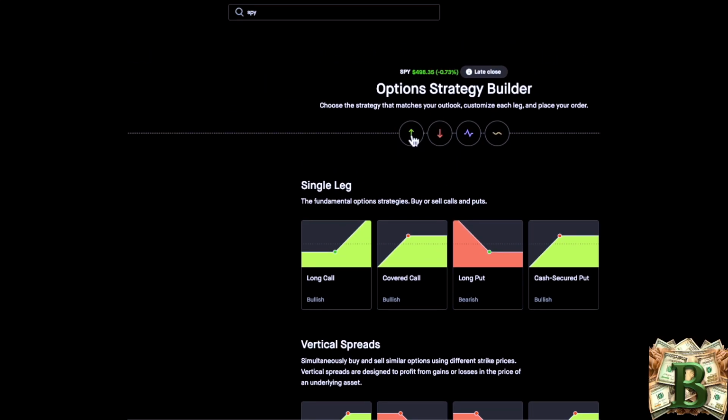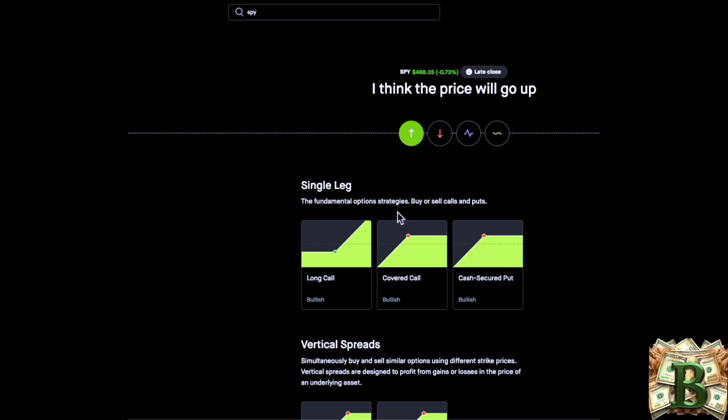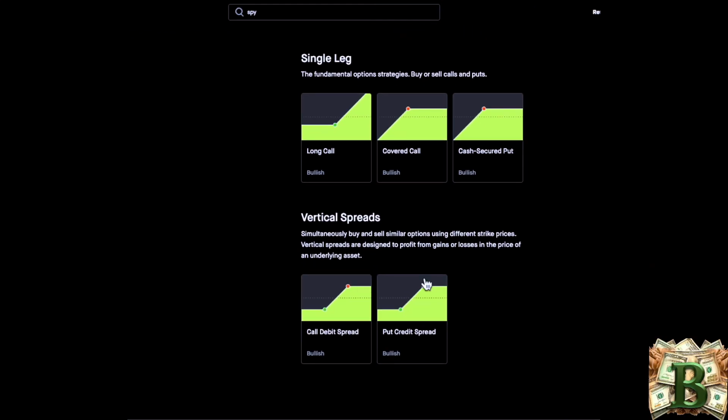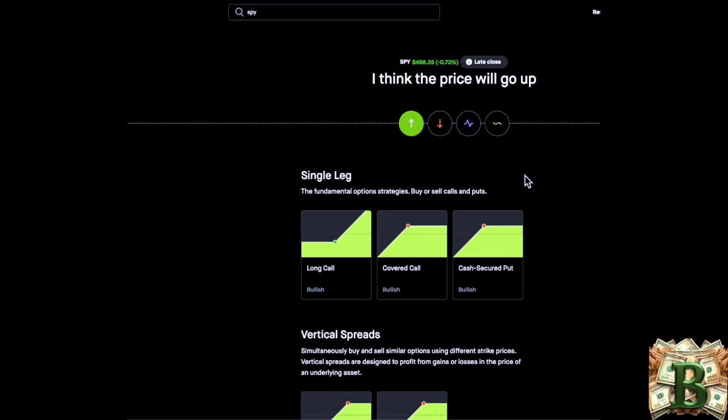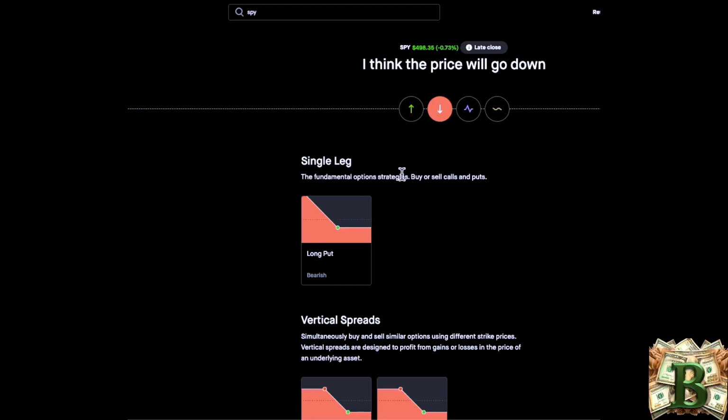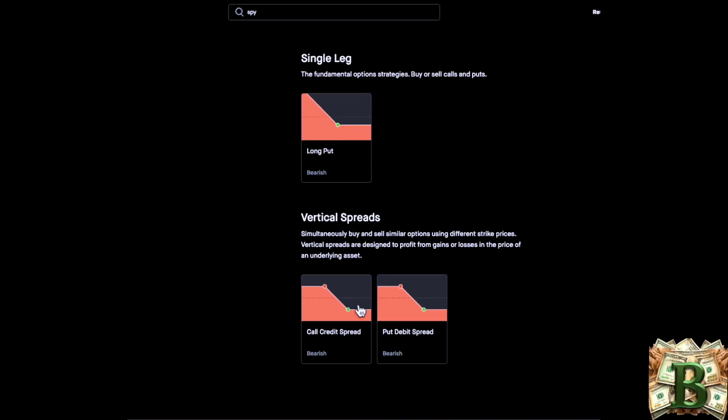But right now, I know most of you are, I mean, it is kind of helpful. It's like, okay, I think it's going up. So you click this, right? Single leg, you can do covered call, cash secured put, call debit spread, put debit spread. Those are your going up plays. But the long call is what most people play. Or for going down, the long put, call debit spread, put debit spread.